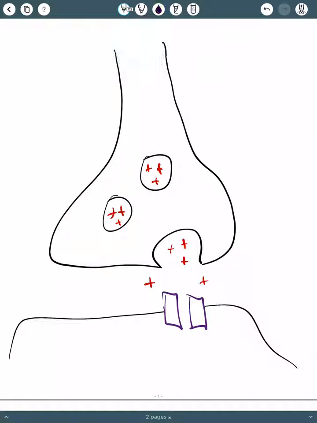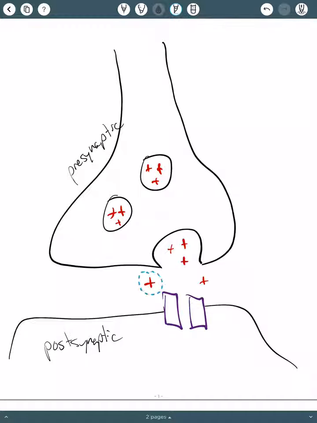Remember that this is the presynaptic neuron. It's sending the signal. This is the postsynaptic neuron that's receiving the signal, and the signal comes in the form of the transmitter.